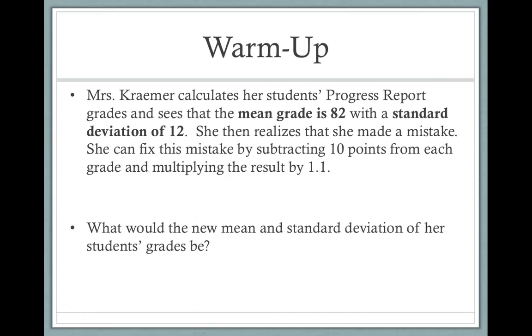So this says Ms. Kramer calculates her students' progress report grades and sees that the mean grade is an 82 with a standard deviation of 12. She realizes that she has made a mistake and that she can fix this mistake by subtracting 10 points from each person's grade and multiplying the result by 1.1. I want you to calculate what the new mean and standard deviation of the students' grades would be. So please pause the video for 2 minutes and answer this question.